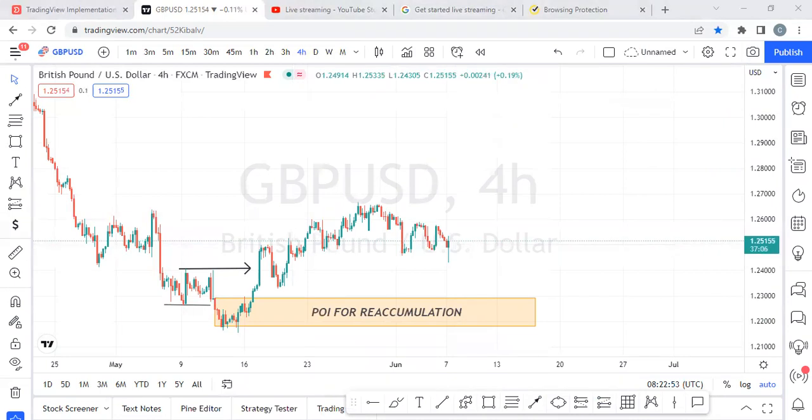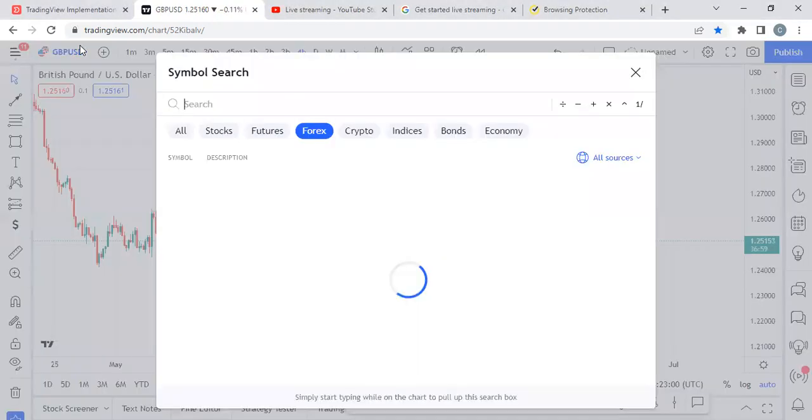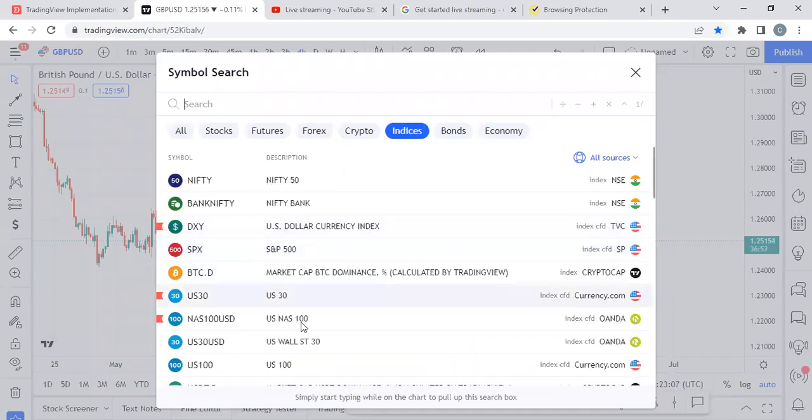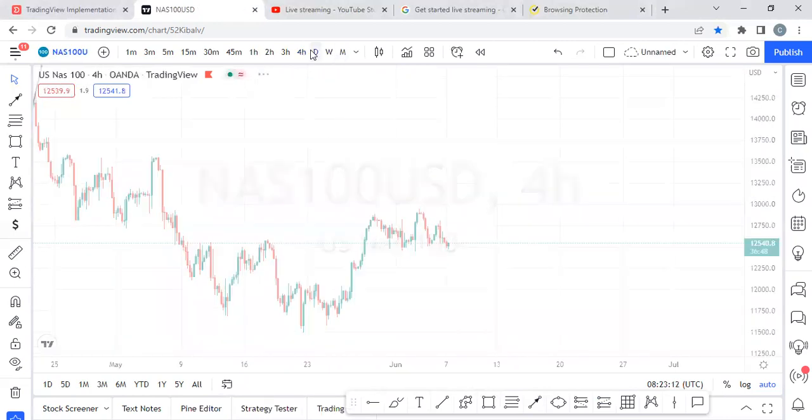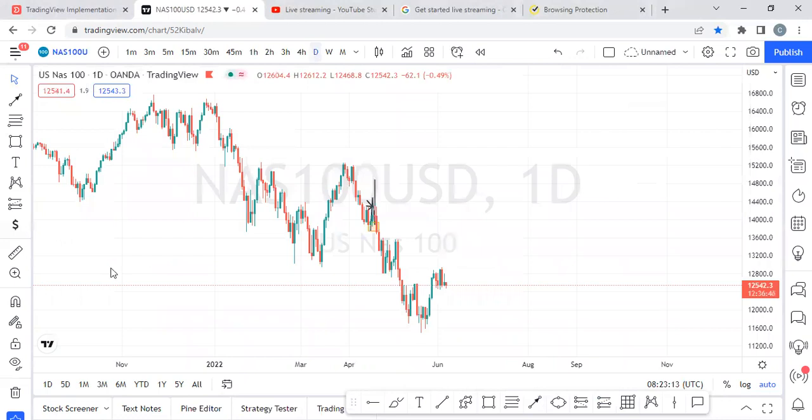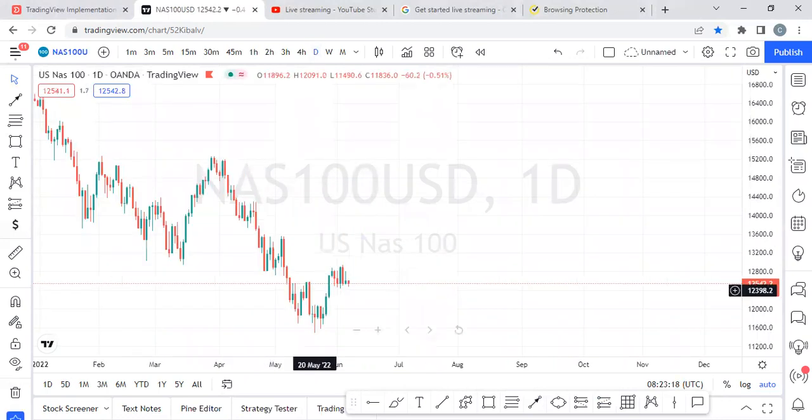So let's look at the last one. Then we go back to synthetic indices, right? So let's look at the last one. Let's look at the indices, right? So let's look at NAS 100. All right, so we go to the daily time frame. All right, so let me clear everything that is here. All right, this is bullish structure. All right, so you can see the same thing. Lower high, lower low, lower high, and then we have a clear break to the upside, right?